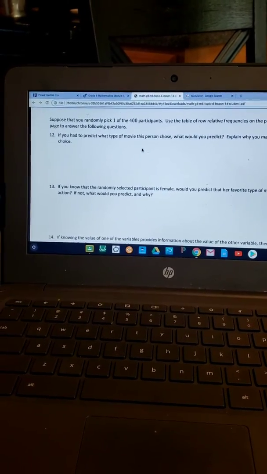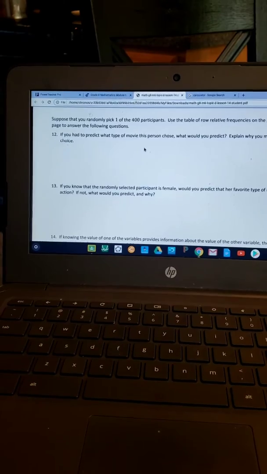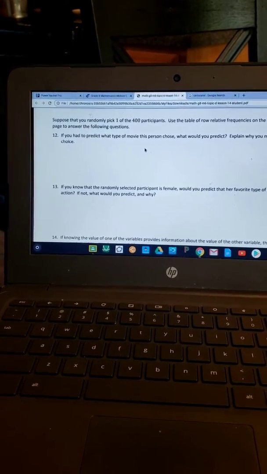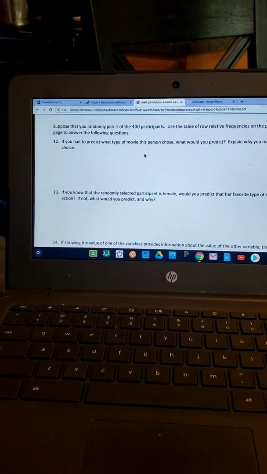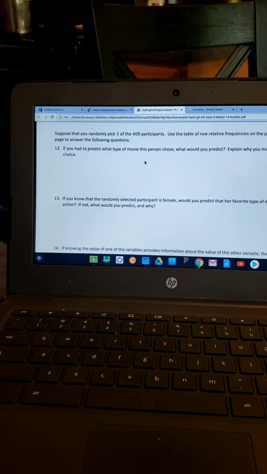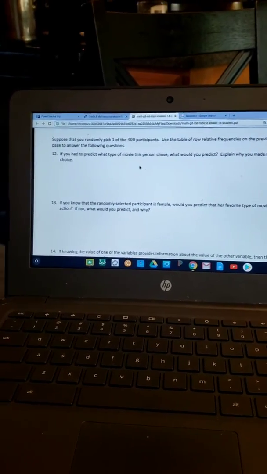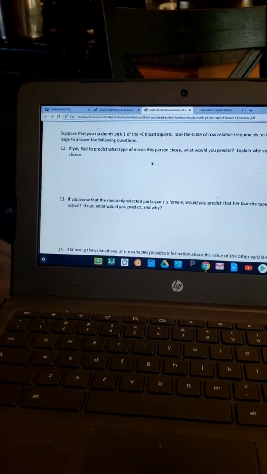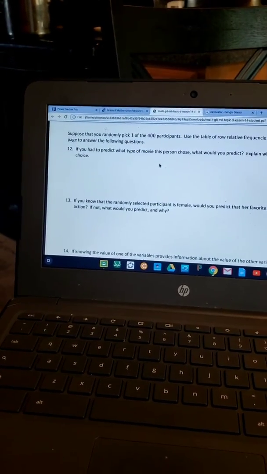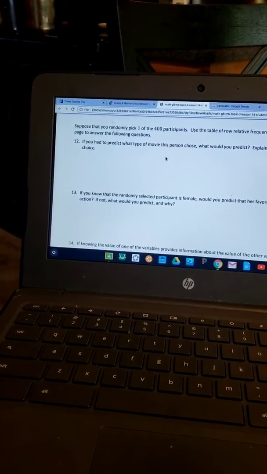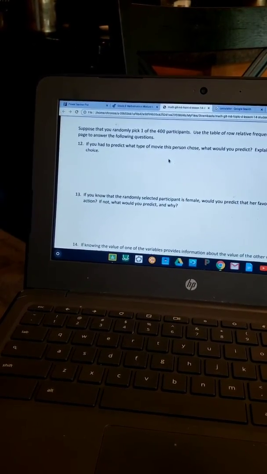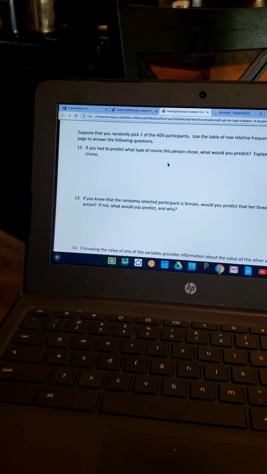So look at your chart. What would you predict? I would predict action. The reason why I would say action is because look at your percentages for action. We have 0.25 and 0.625. Well, that's major when you compare it to the drama, the science fiction, and the comedy. Now let's look at number 13.